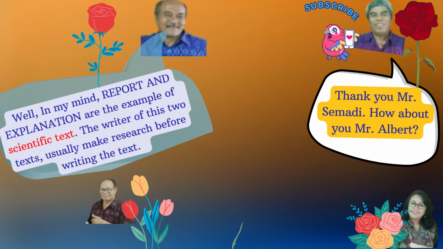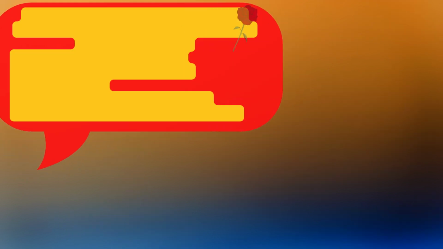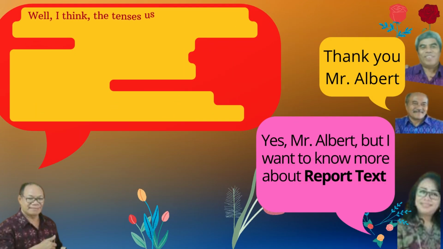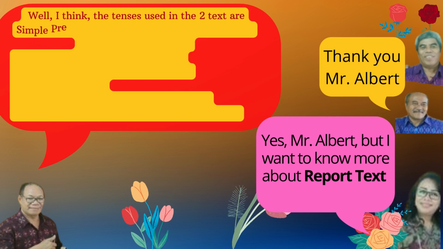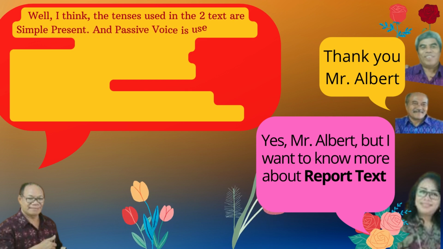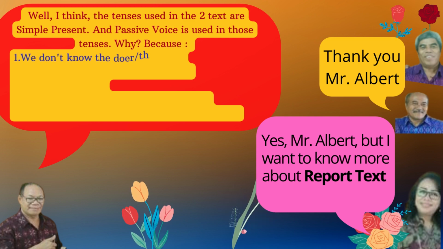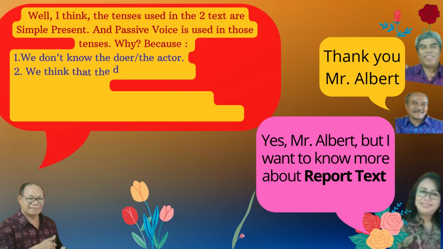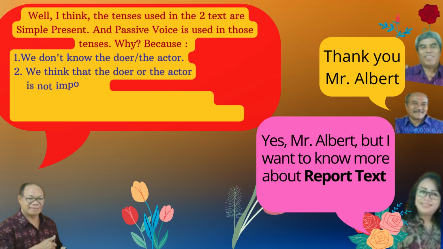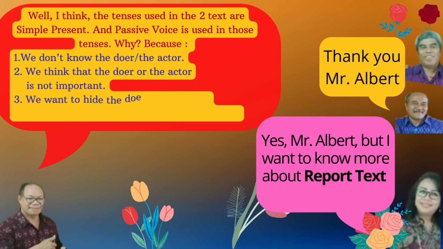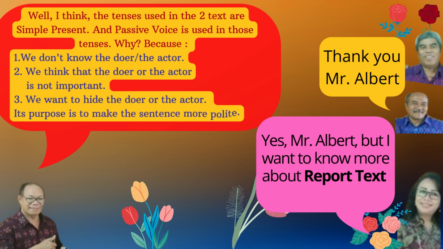Thank you, Mr. Samadi. How about you, Mr. Albert? Well, I think the tenses used in the two texts are simple present. And passive voice is used in those tenses. Why? Because 1. We don't know the doer, the actor. 2. We think that the doer or the actor is not important. 3. We want to hide the doer or the actor. Its purpose is to make the sentence more polite.